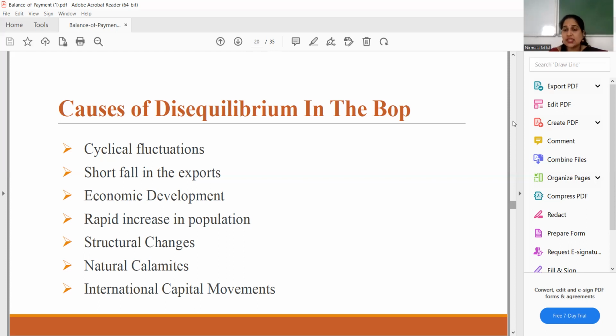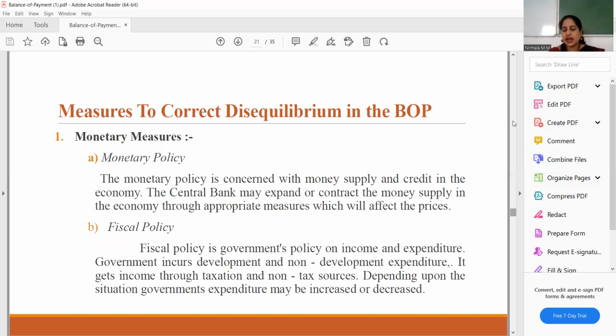And structural changes, the changes in the structure of an economy. It can be age composition, changes in demand, changes in the total supply, production, etc. Then come natural calamities and international capital movement. So these are a few causes for the BOP disequilibrium.